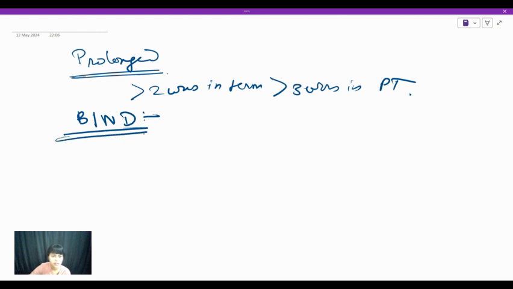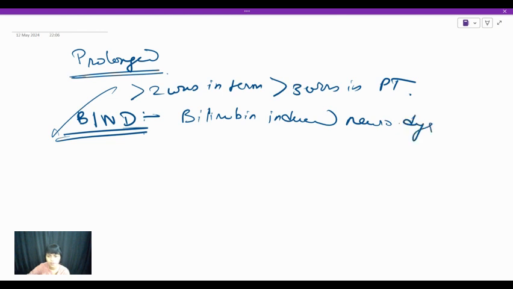What is BIND, students? Bilirubin induced neurological dysfunction. This is BIND. Okay, so for this also I'll be having a separate session because this may be asked as a short note, right?